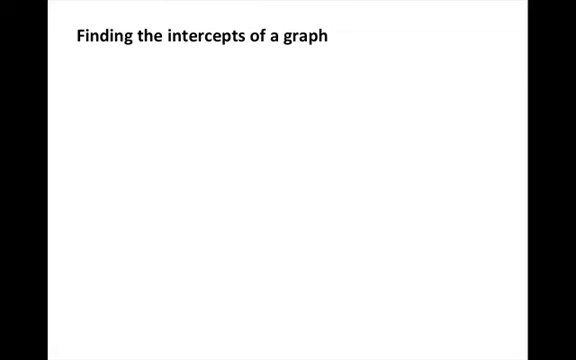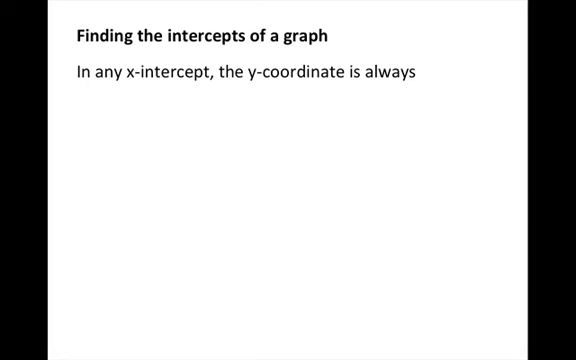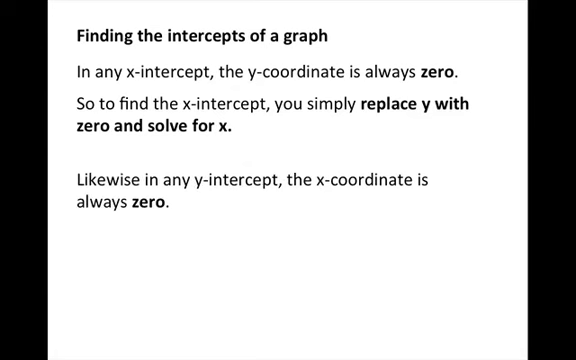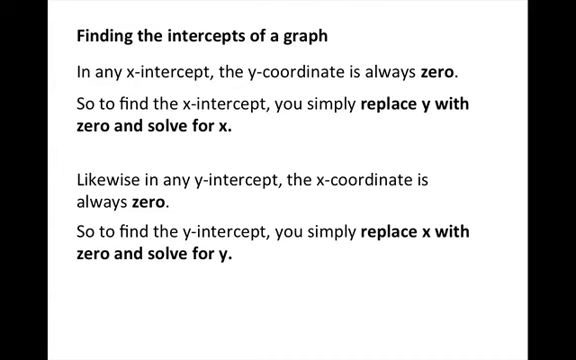I'm going to use this fact to find the intercepts of the graph. So in any x-intercept, the y-coordinate is always 0. So I can find the x-intercepts by replacing the y with a 0 and solving for x. And likewise, in any y-intercept, the x-coordinate is always 0. So I can find the y-intercept by letting x be 0 and solving for y.